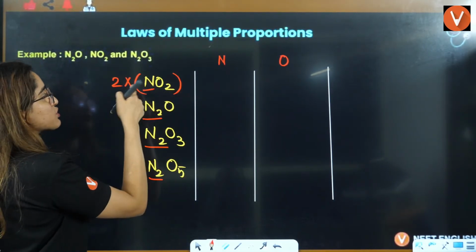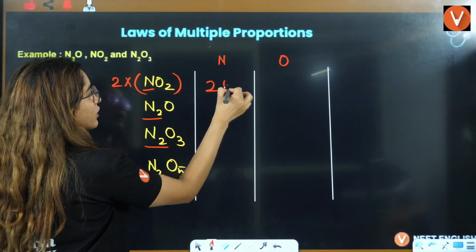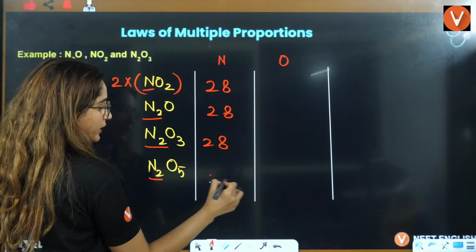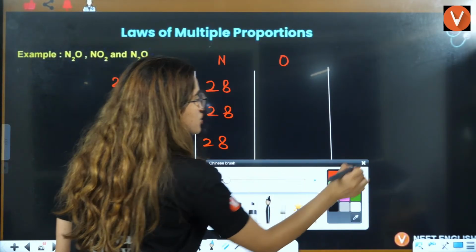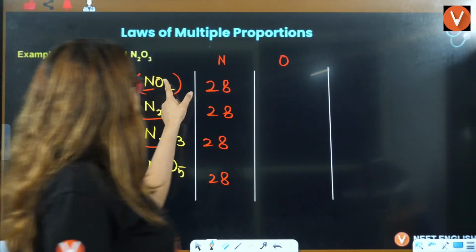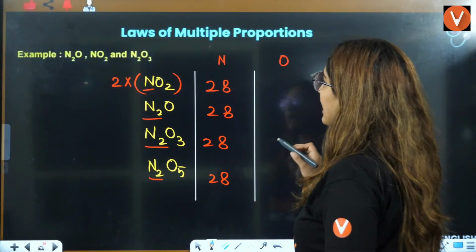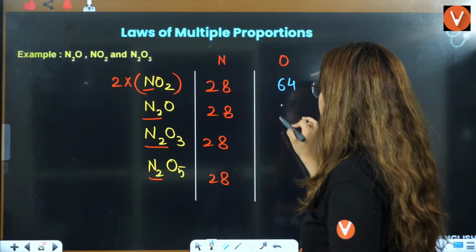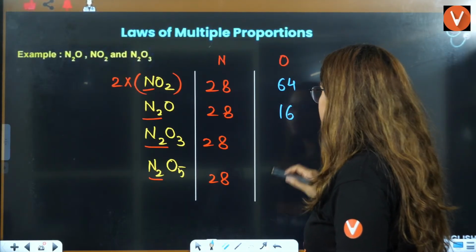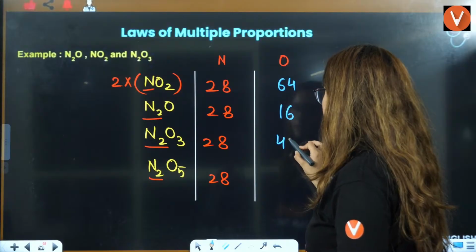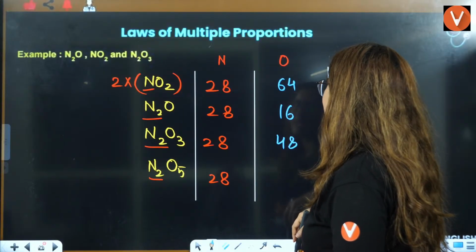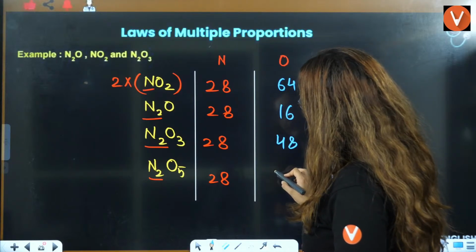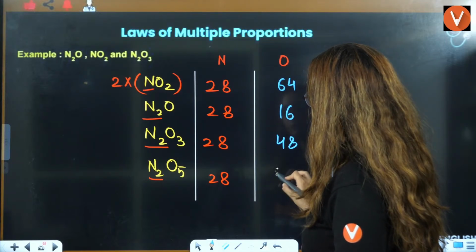But nitrogen you can fix by multiplying this with 2. Now here nitrogen will be 14 into 2, 28. 28, 28. And oxygen is going to be 32 into 2, that is 64. Here it is 16. Oxygen to 3, 48. Right? Oxygen to 5 is 80. Okay?